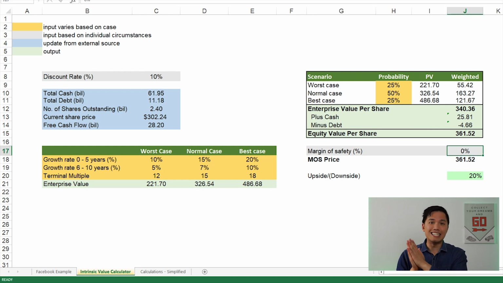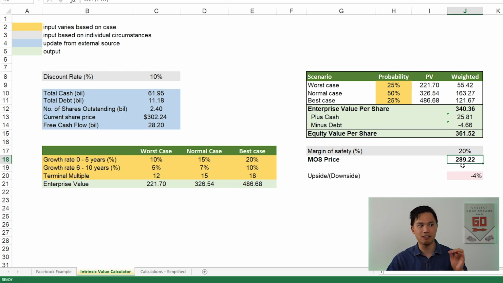So the next number that we need is the margin of safety number, and as I've mentioned before, the margin of safety number basically reflects how confident we are in our inputs to the model. So in this case, I'm just going to use a 20% margin of safety because that is to say that I'm not too confident that what I have projected is correct, but I'm pretty confident. So 20% seems about right. So at that margin of safety, I get a margin of safety price of $289.22. At the current share price of $302, that represents a downside of 4%.